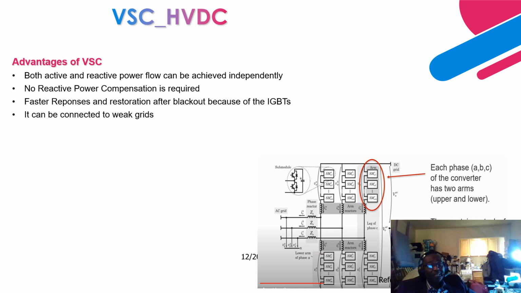It can also be connected to a weak grid. Remember, I indicated that one of the weaknesses of line commutated converters is that when connected to a weak grid, it has a problem of operating reliability. So it always requires a strong grid, a stiff grid, a grid that has a very high short circuit ratio. But voltage source converters can be connected to a weak grid, because of their inherent ability to generate their own voltage.